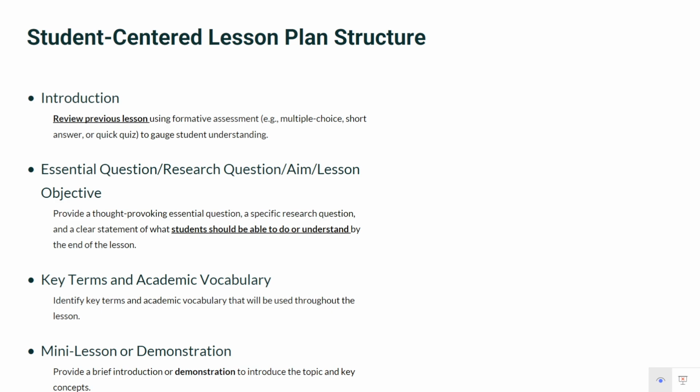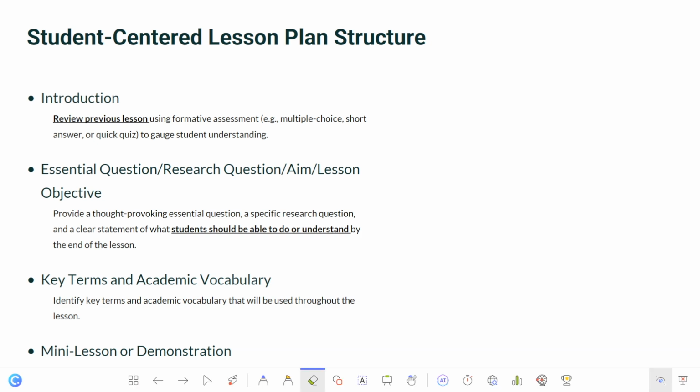So some key components of a student-centered lesson plan is, and you know what I want to do is I want to talk a little bit about the difference between traditional and student-centered lessons. The first part of the student-centered lesson plan is to review the previous lesson using formative assessments. For example, we can use multiple choice, short answers, or a quick quiz to gauge student understanding.